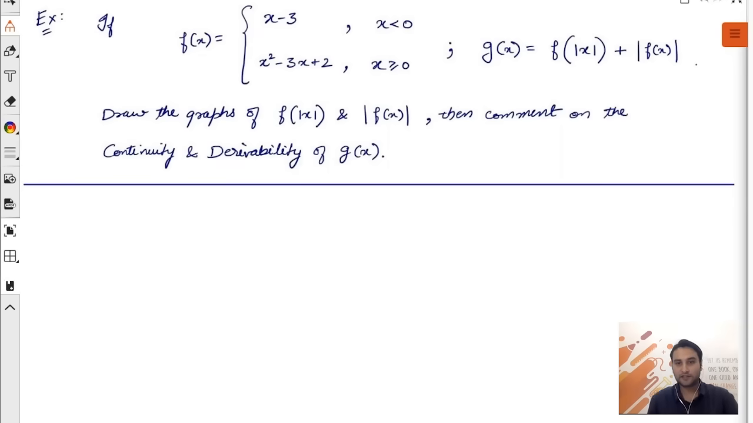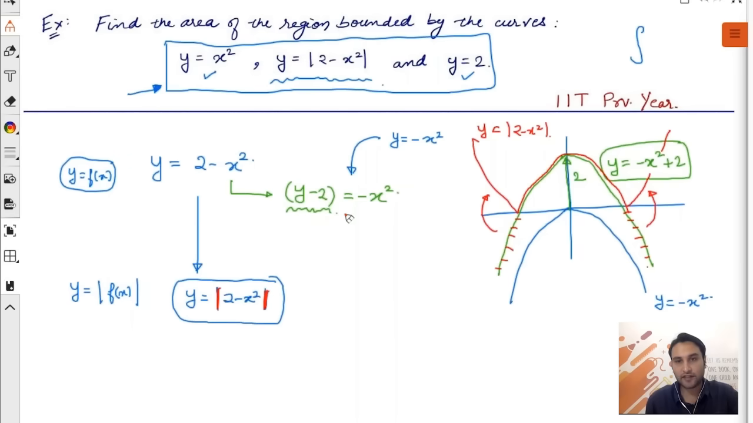Look, I'll repeat it. What did I do? First I started with y is equal to 2 minus x square. I wrote that as y minus 2 is equal to minus x square. This blue graph is y equal to minus x square. If I do y minus 2 equal to minus x square, this blue graph goes up by 2. This green graph is y equal to minus x square plus 2. Correct? Now, from here I am coming to the red graph. What will happen? In the green graph, wherever the graph was below the x-axis, just fold that portion up. That is it. So to summarize, your graph becomes this.